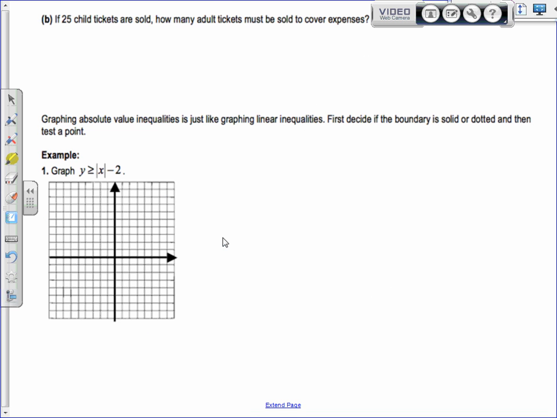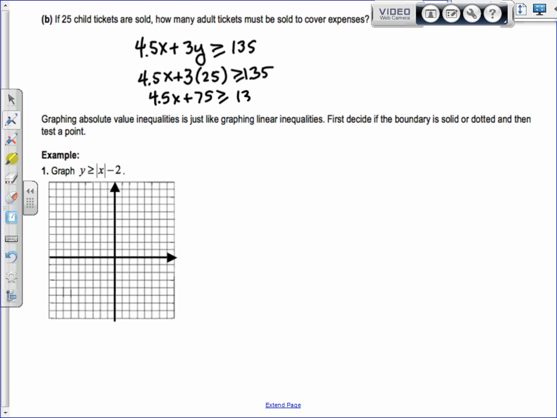So part B says, if 25 child tickets are sold, how many adult tickets must be sold to cover expenses? So we had 4.5x plus 3y has to be greater than or equal to 135. And we're saying 25 children are going to come. So I have 3 times 25. I want to know what x has to be. So you solve. 3 times 25 is 75, so 4.5x plus 75 is greater than or equal to 135. So 4.5x is greater than or equal to 60. If you divide that out, x is greater than or equal to, it's like 13.3 repeating, I believe.